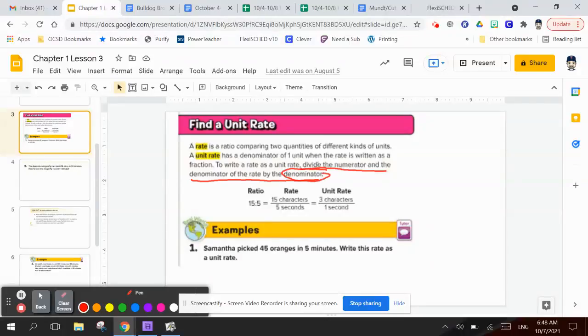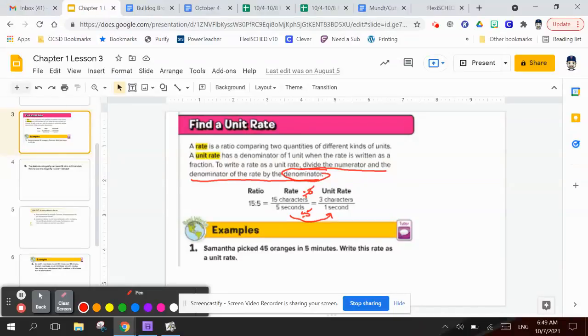by the denominator. Okay, so as you can see here in our example, we have 15 characters per second. So let's say you're texting and you can text 15 characters or letters or symbols in 5 seconds. That's a rate. Now a unit rate, we want to know how much you can do in 1 second because we want our denominator to be 1. So to do that, I would divide each by the denominator. 15 divided by 5 is 3. 5 divided by 5 is 1. So in 1 second, you can type 3 characters.